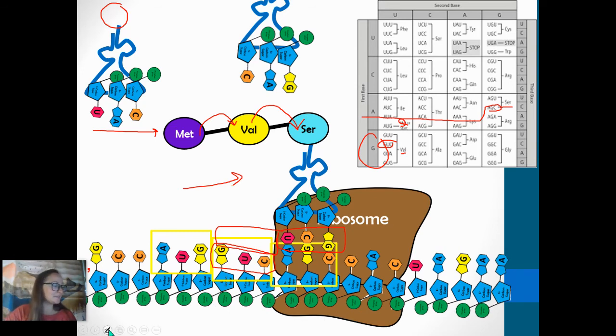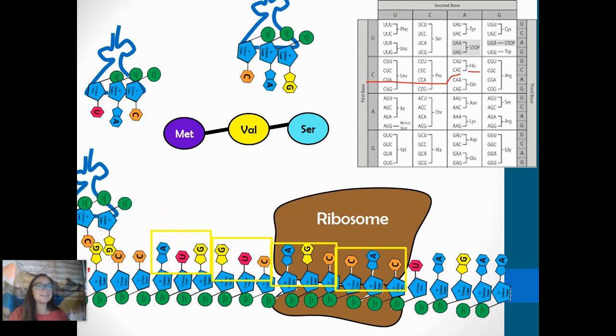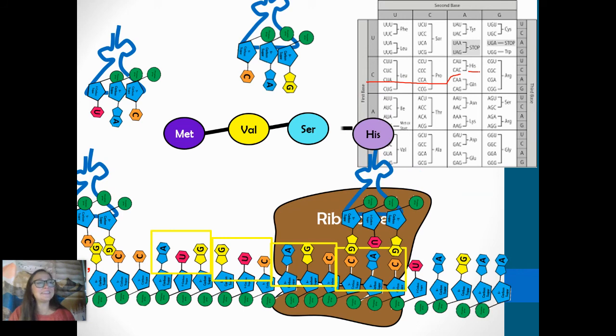Okay, let's clean this off a little bit. It's going to move to the next codon, which is CAC. We'll use the table to figure out which amino acid is arriving next. CAC is histidine. So at the top of the next tRNA, we should expect, that one leaves, sorry. But we expect histidine. Oh, I had my animations out of order a little bit. That one moved a little too early, sorry.